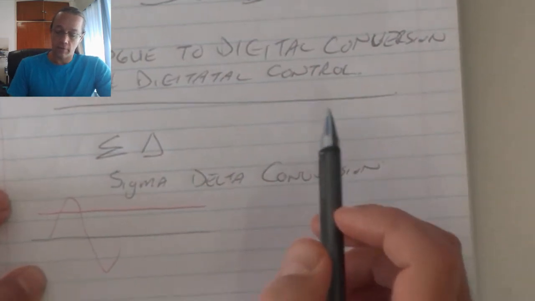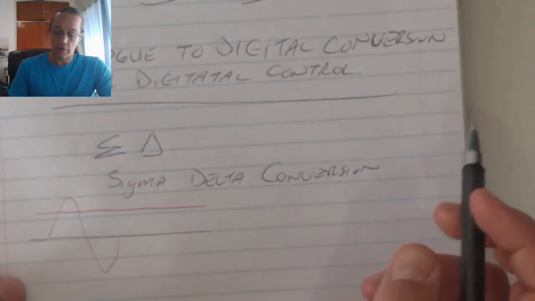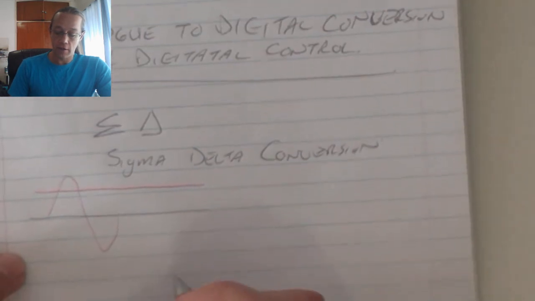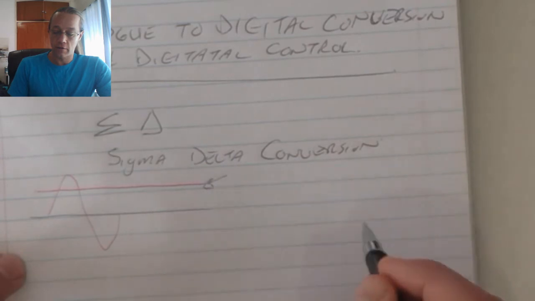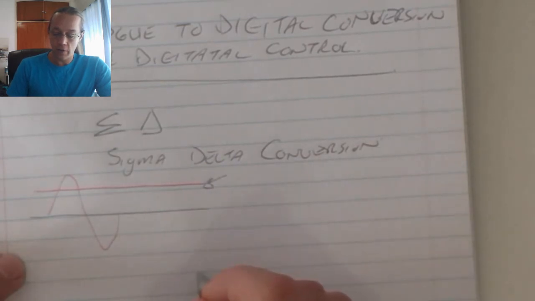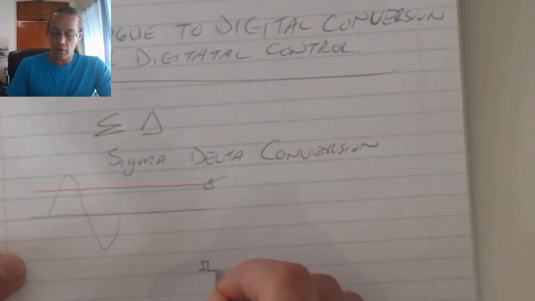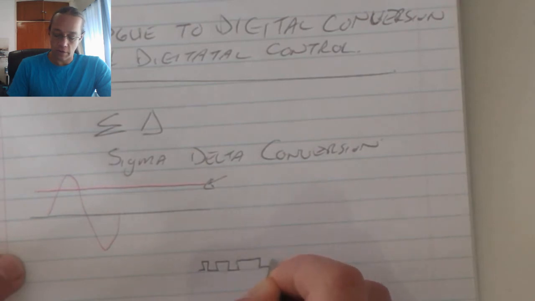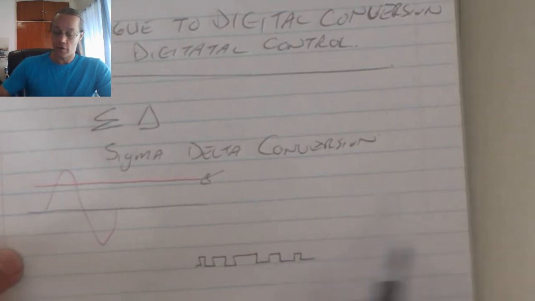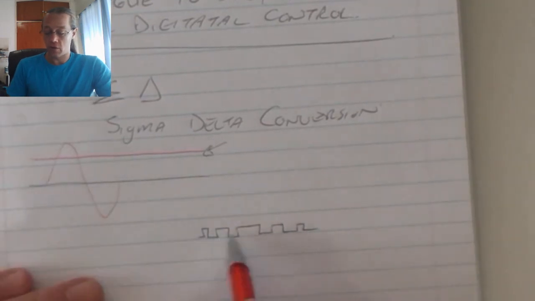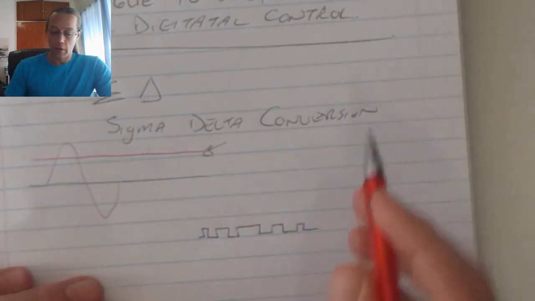what the analog digital conversion and digital control system does is it takes the DC value and converts it into a string of pulses, and by the rate at which it turns on and turns off.